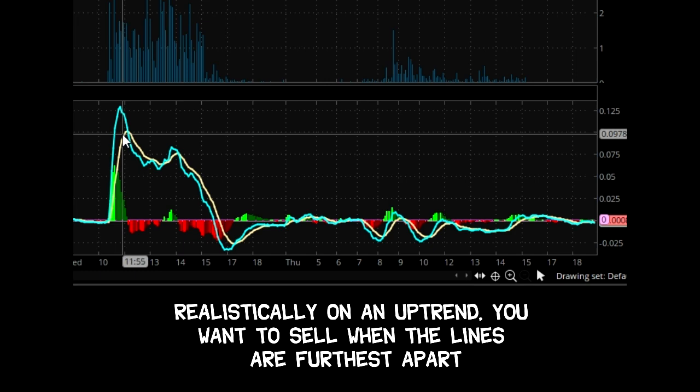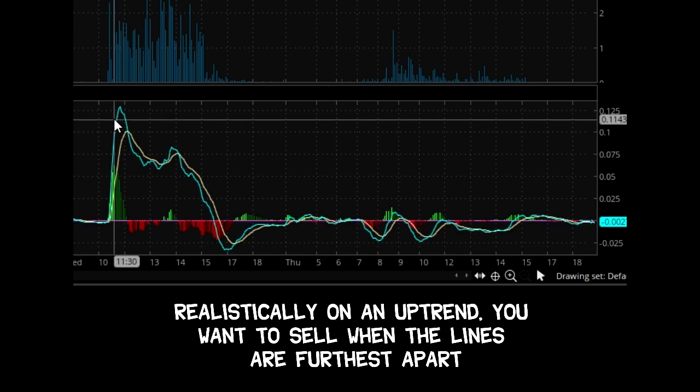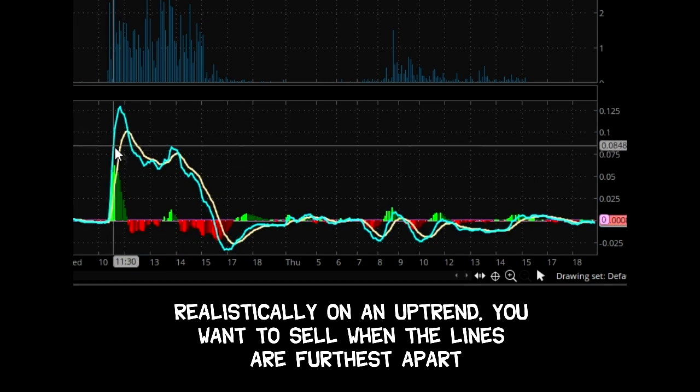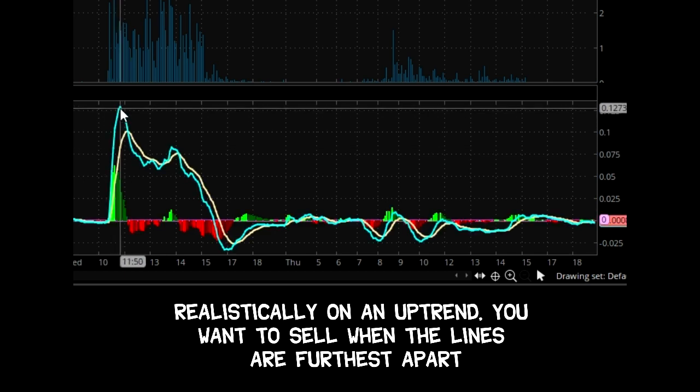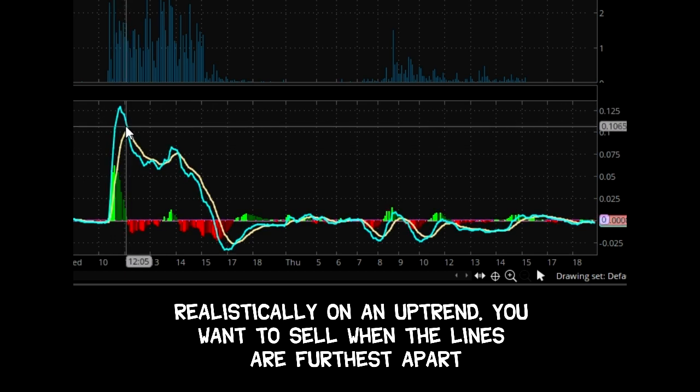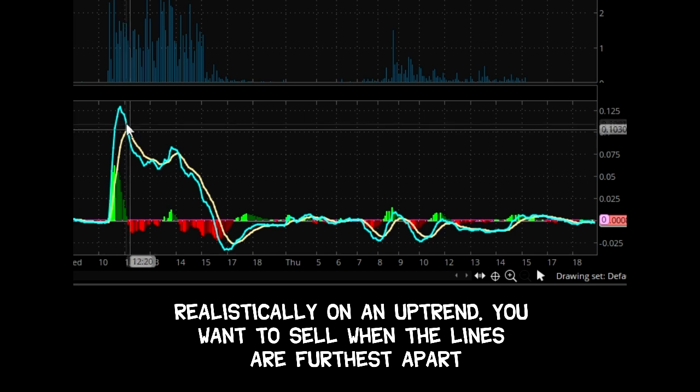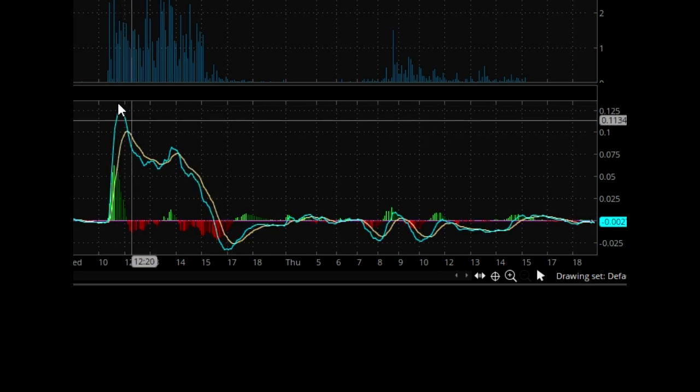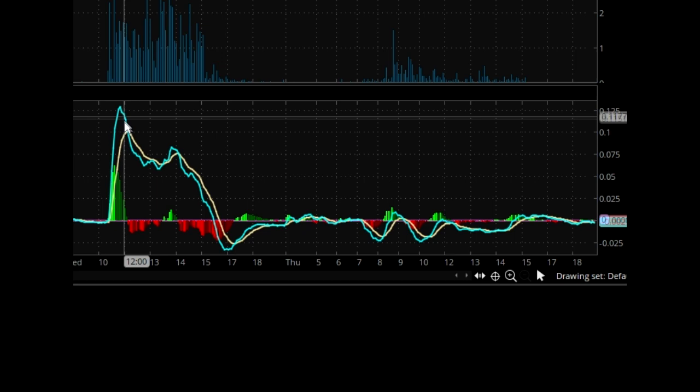I feel like with MACD, the main thing people don't realize is that you want to sell when the two lines are furthest apart, because by the time they're coming closer together, there's already going to be a change in the trend of that price action, if that makes any sense. I'll show you what this means later in the video.